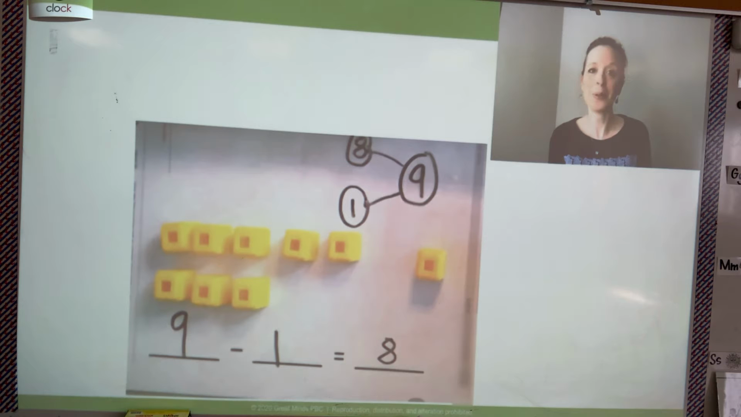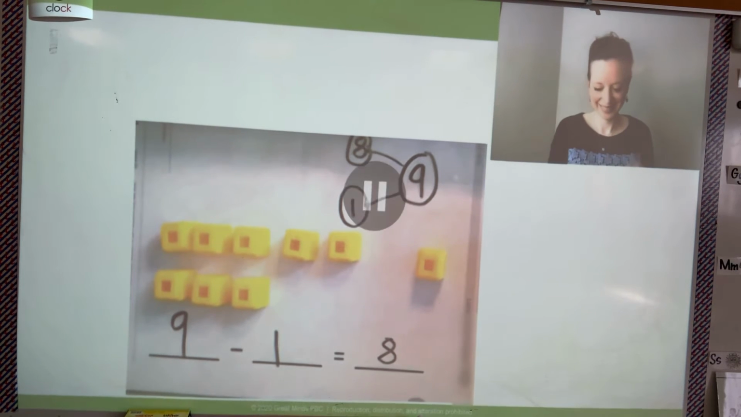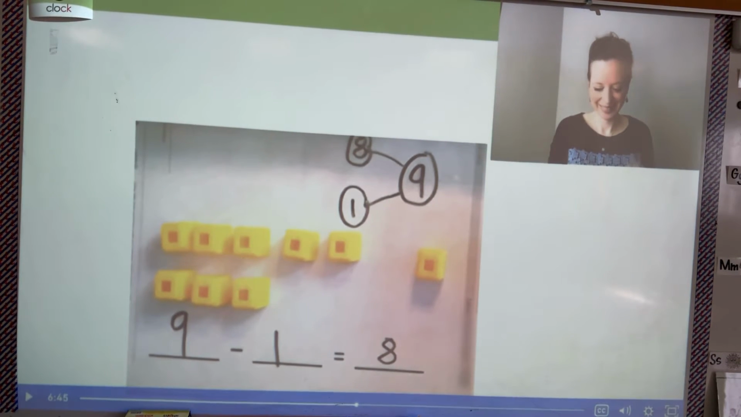Now let's erase our boards. Okay, erase, erase, erase. Erase it really quick. Move your materials to the side so you can erase your board.